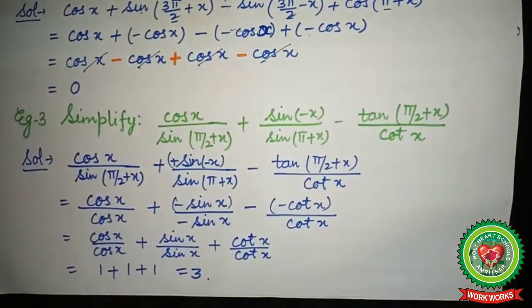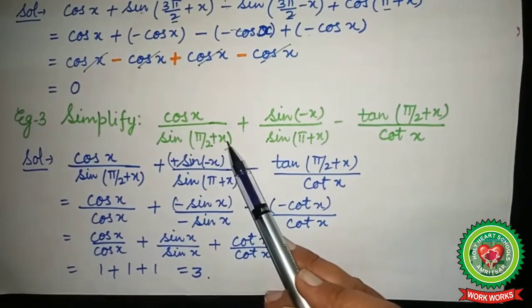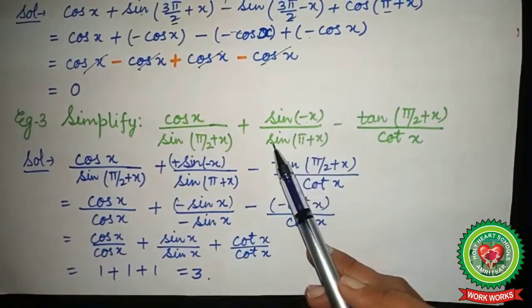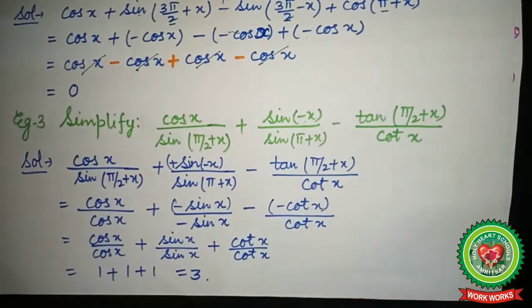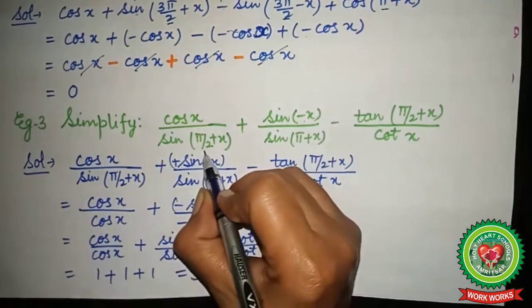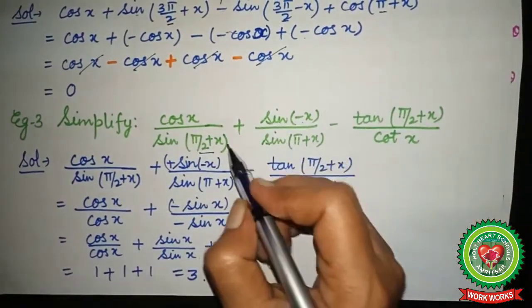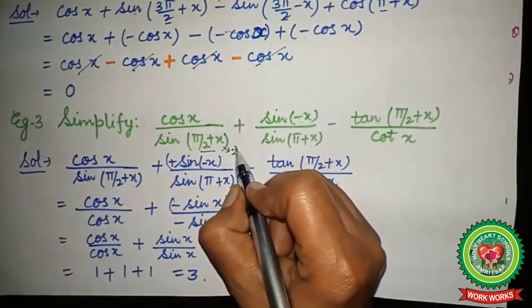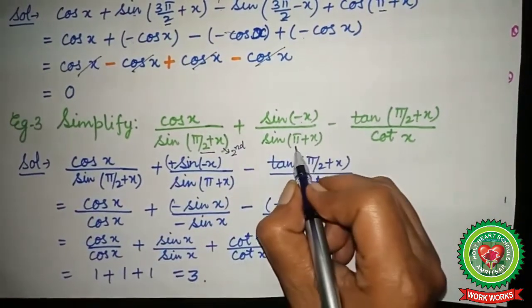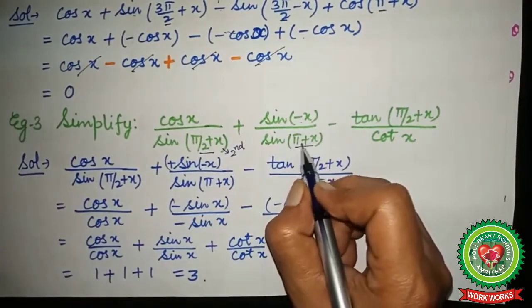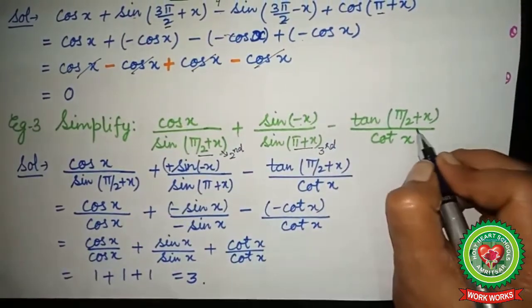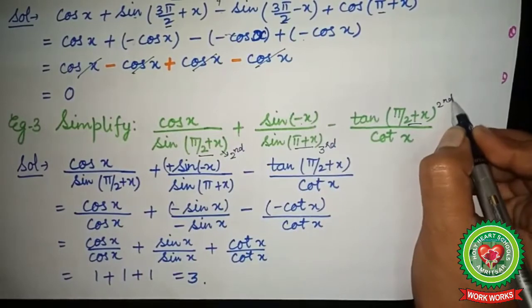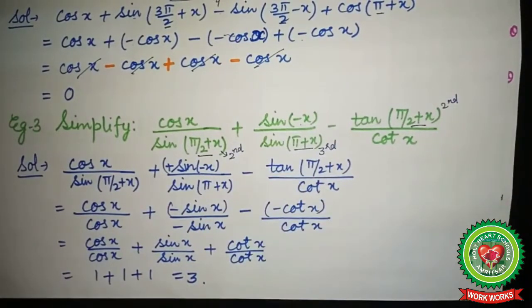It is: simplify cos x upon sine of pi by 2 plus x plus sine of minus x upon sine of pi plus x minus tan of pi by 2 plus x upon cot x. We have to simplify and find its value. Now look at the first, pi by 2 plus angle. It means pi by 2 plus x lies in the second quadrant. Next is pi plus x. Pi plus x means 180 plus x, so it lies in the third quadrant. Here pi by 2 plus x is there, so it lies in the second quadrant. So we have to apply the result according to the quadrant.